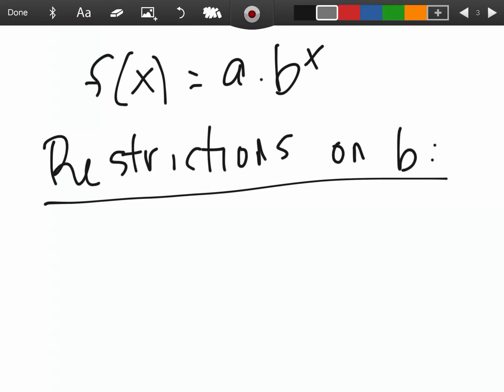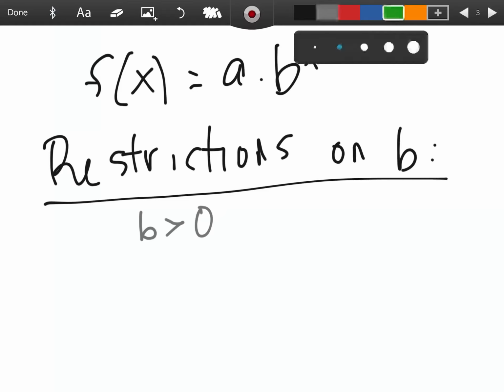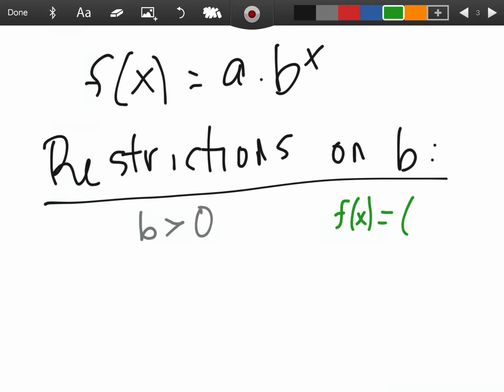All right, great. So now moving on, let's think about some of our restrictions for b. Our first one is going to be that b cannot be a negative number. So b has to be greater than 0. So b cannot be equal to 0 or be a negative number. Again, let's think about why that is. Let's say I had f of x equal to negative 2 to the x. And let's just think about trying to graph this.